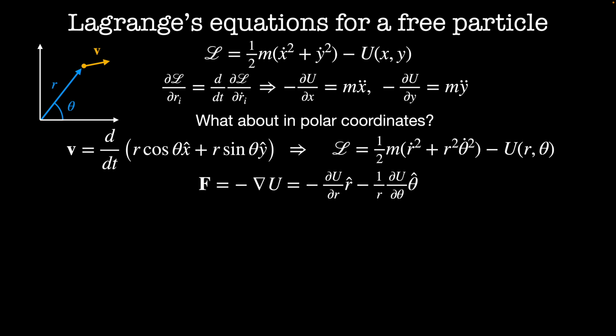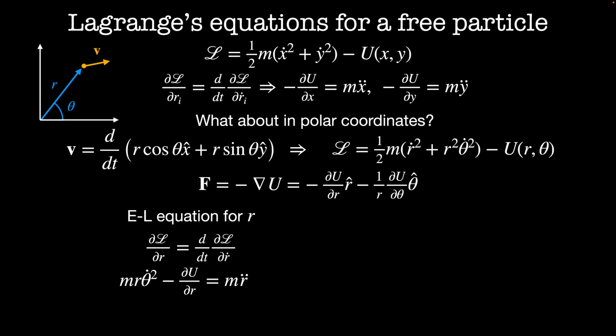Before we work out the Euler-Lagrange equations, I'll write down the definition of force using the definition of gradient in polar coordinates. We have minus du by dr in the r hat direction minus 1/r du by d theta in the theta hat direction. The Euler-Lagrange equation for r is dL by dr equals d by dt of dL by dr dot. This gives us 2 terms on the right-hand side coming from derivatives of these 2 terms here. And that gives us m r theta dot squared minus du by dr is equal to m r double dot.